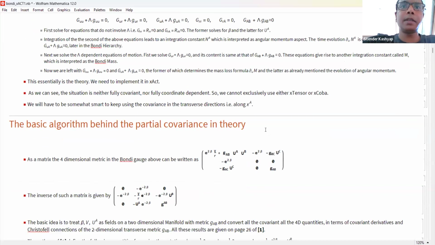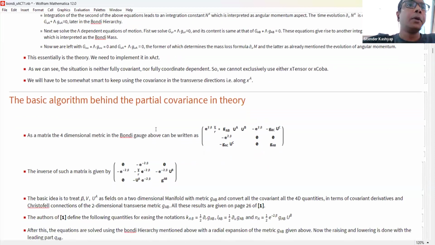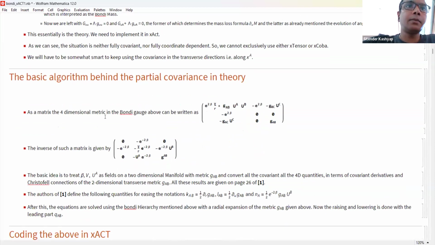theory, now we are ready to see how to go ahead and do things in xAct. So the basic algorithm behind the partial covariance in the theory. So the idea is to notice that the four-dimensional metric, the one that was written above, can be written like this. The inverse of such a metric is this.